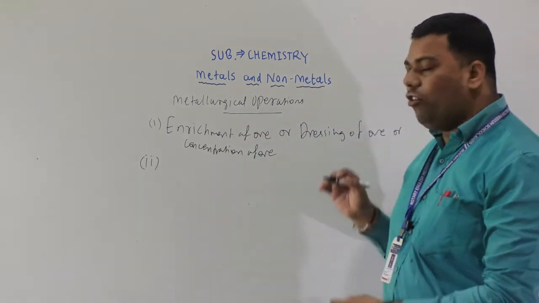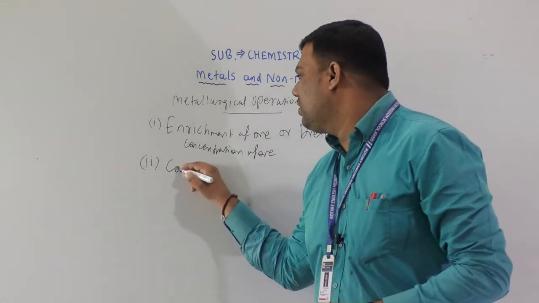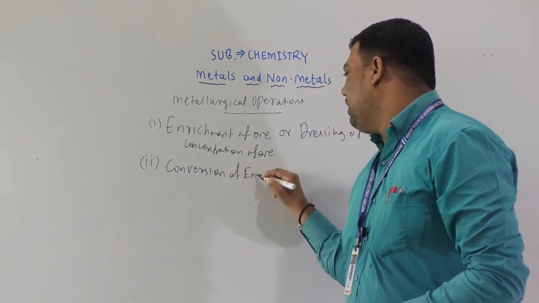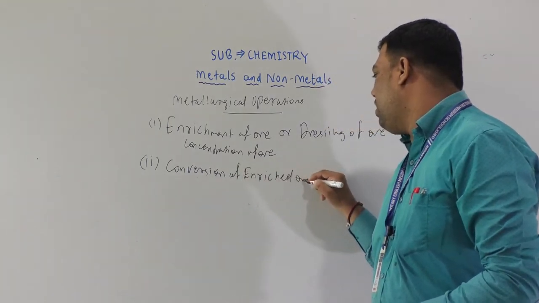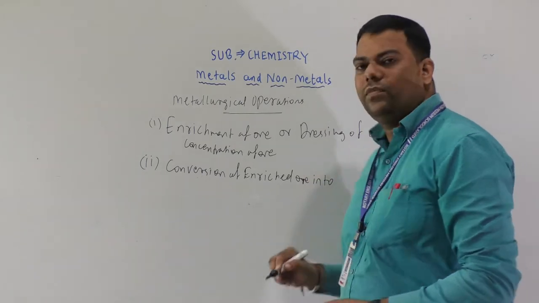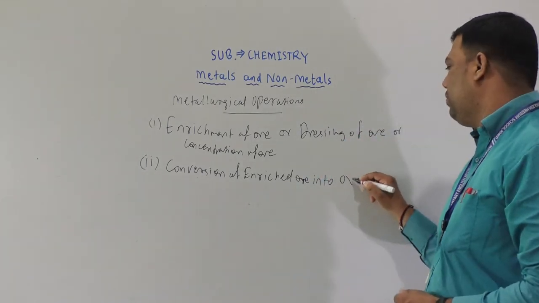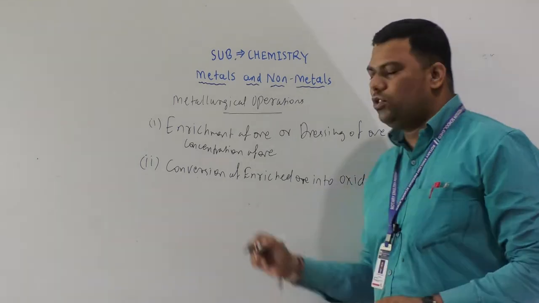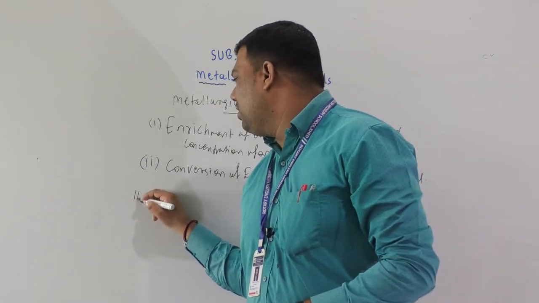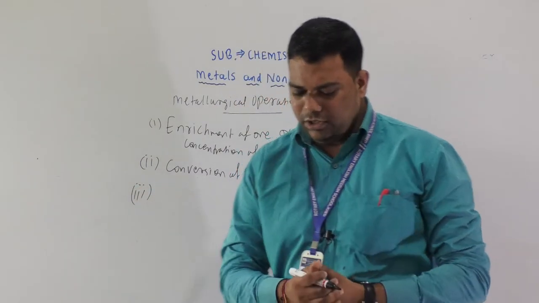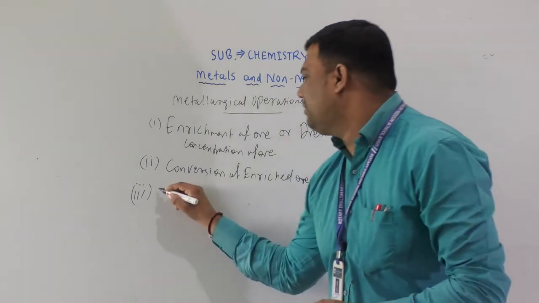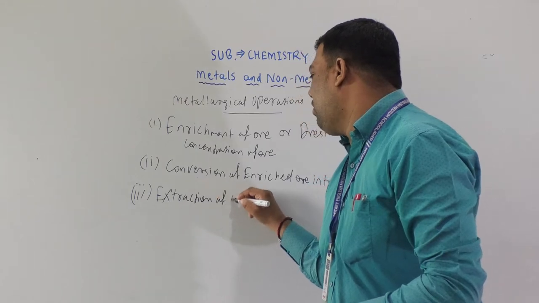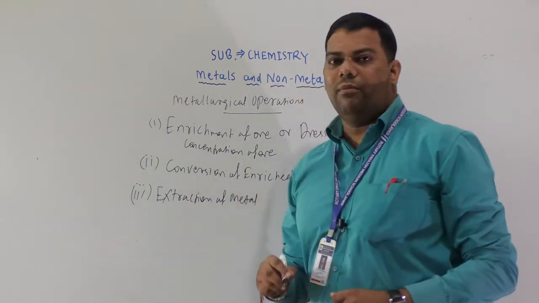So whatever this enriched ore is, we have to convert it into, see here, conversion of enriched ore into oxide of that metal. So this is the second step. Now see here, your third step is extraction of metal from their oxide.